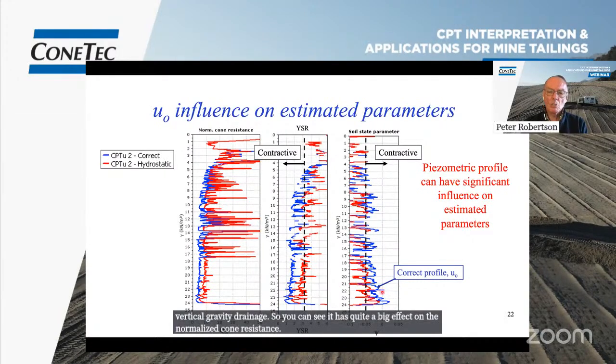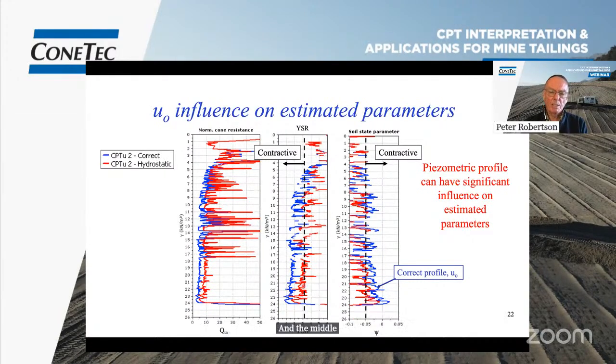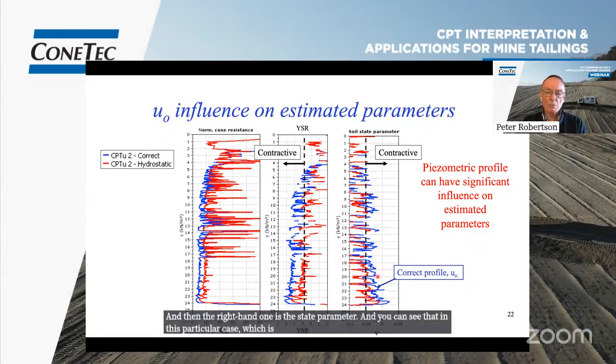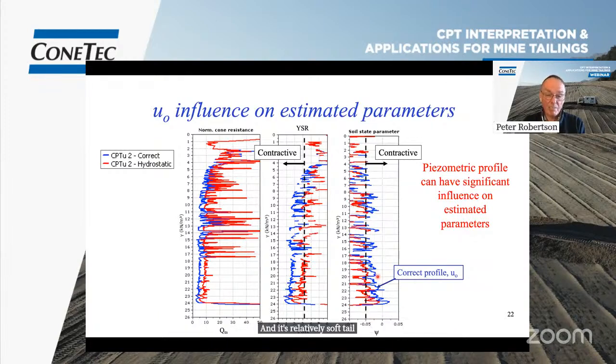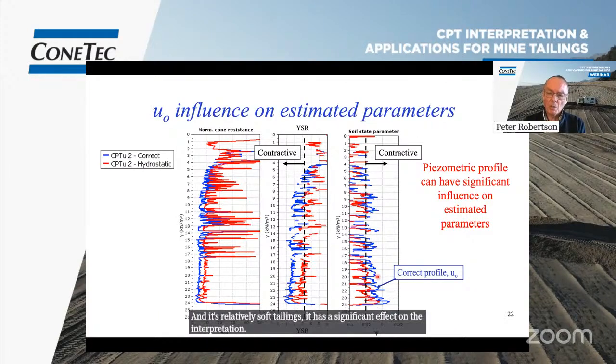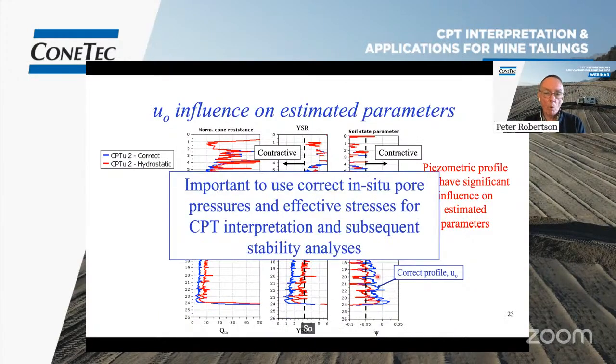And the middle plot is the yield stress ratio, or the OCR ratio. And then the right-hand one is the state parameter. And you can see that in this particular case, which is almost zero piezometric head, and it's relatively soft tailings, it has a significant effect on the interpretation. So the bottom line is that it's important to use the correct in situ pore pressure and effective stresses for CPT interpretation, and of course, subsequent stability analysis.